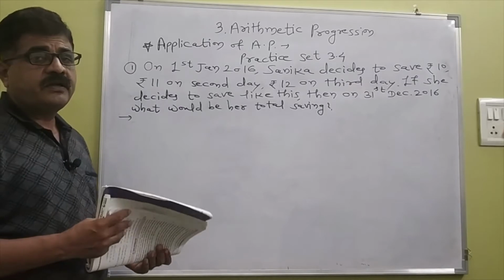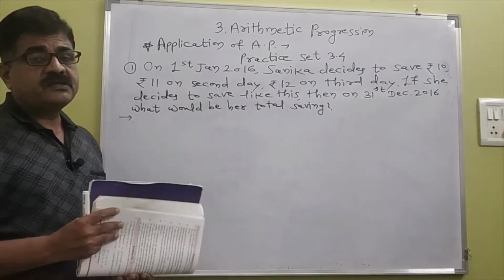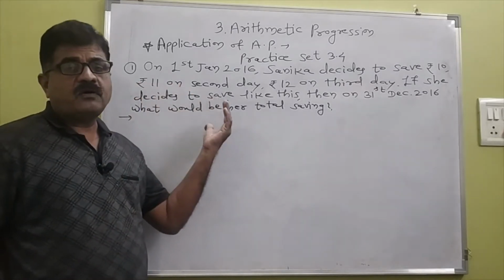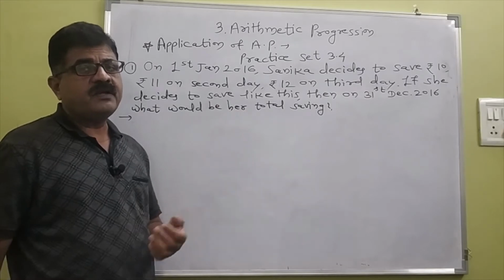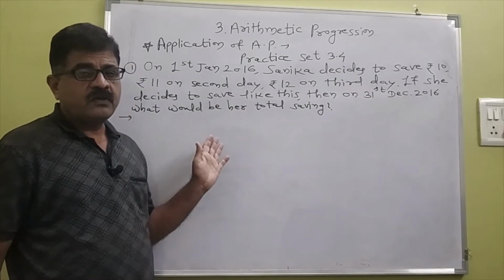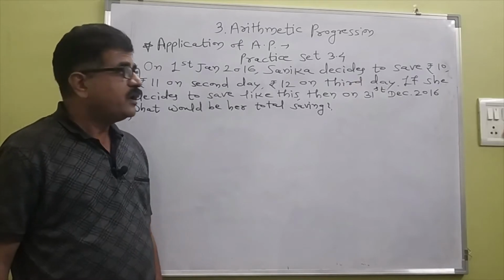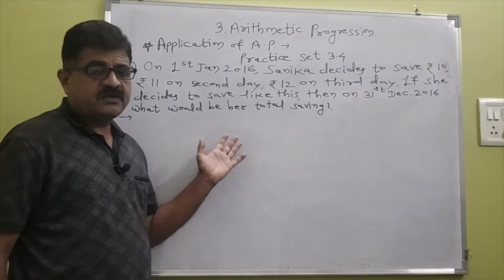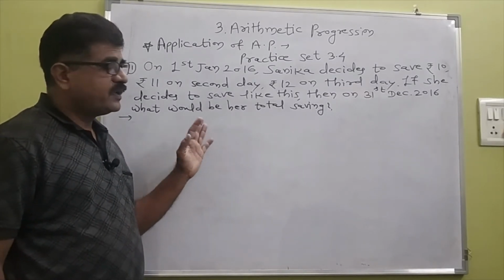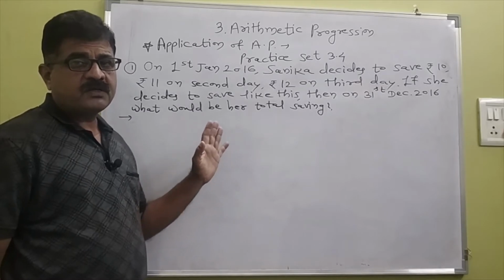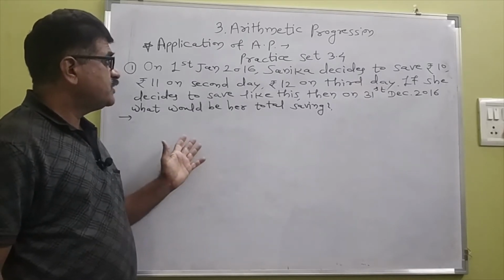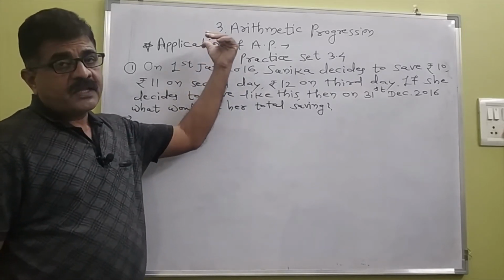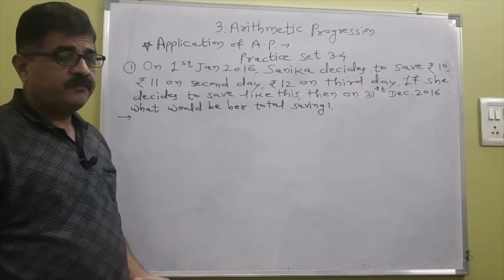Students, today we see the next point, that is application of an AP. We know the formula: the nth term of an AP is Tn = a + (n - 1)d. The sum of n terms is Sn = n/2 [2a + (n - 1)d]. By using these formulas, we have to solve examples. These are the applications of AP.